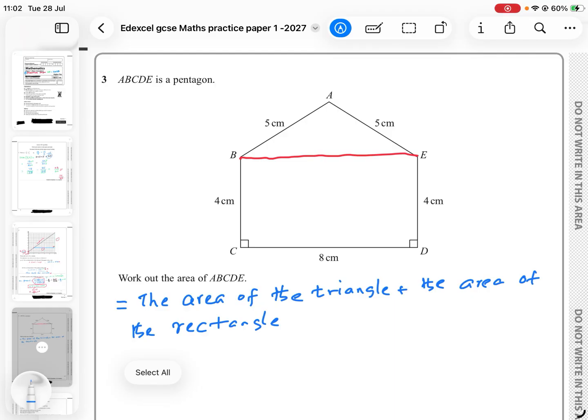Hi, I'm going to walk you through question 3. ABCDE is a pentagon. Work out the area of ABCDE. First, split the shape into two separate parts. You can see one part is a triangle, this one triangle, and the other part is a rectangle.